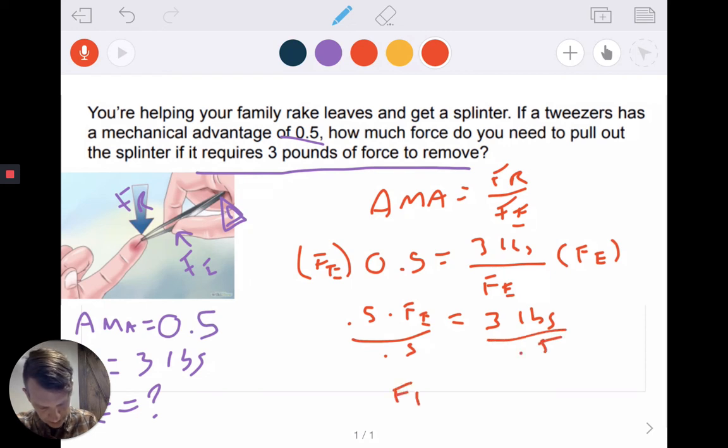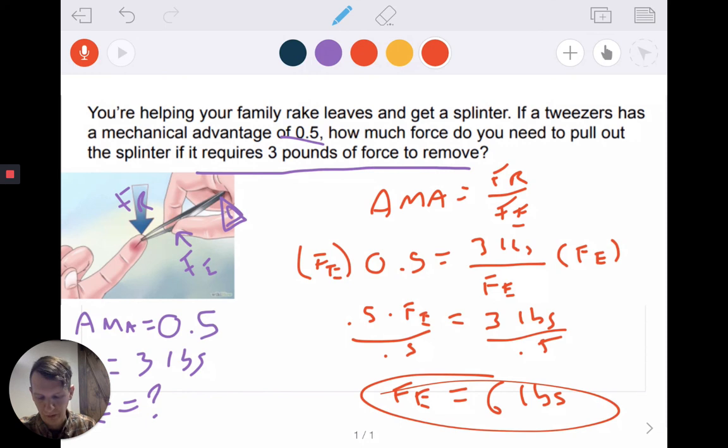And now I have FE equals, and some people just looked at this and said, oh, 3 divided by 0.5, that's 1.5. Well, dividing by a fraction is actually going to make your number bigger. So 3 divided by 0.5 will actually give you 6 pounds. And that is your effort force here.